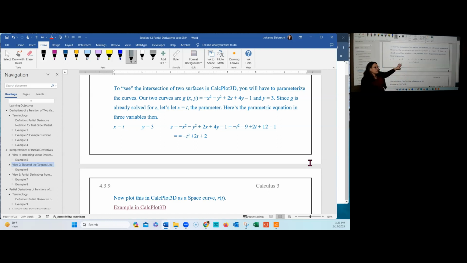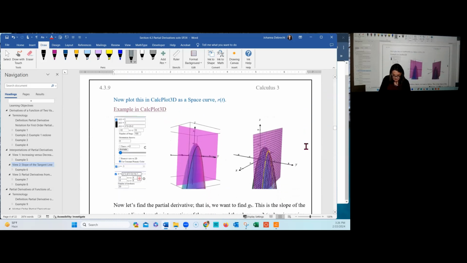We wrote it as a parametric equation by choosing x equal t, y staying 3, and then we substituted x equal t and y equal 3 into the expression for the equation of g. And this gave us negative t squared plus 2t plus 2. And we graphed this as a space curve r of t in CalcPlot3D. Let's go ahead and take a look at that now.